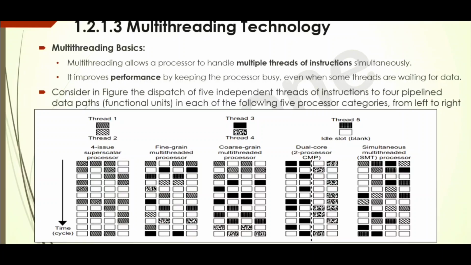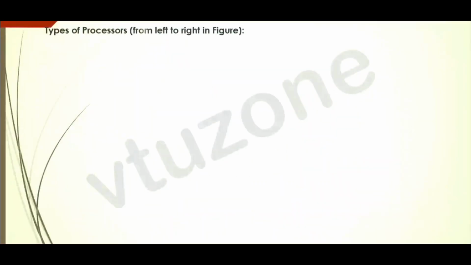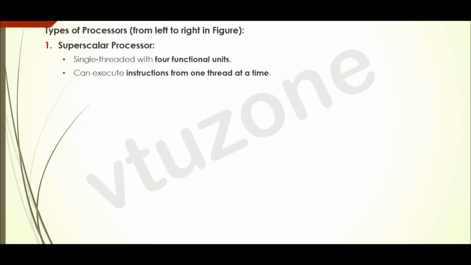See, in this, each box represents a cycle with shaded areas showing active threads and blank areas showing idle time. These methods help CPUs work faster and more efficiently. Moving to the next, types of processors, as we have seen in the diagram.